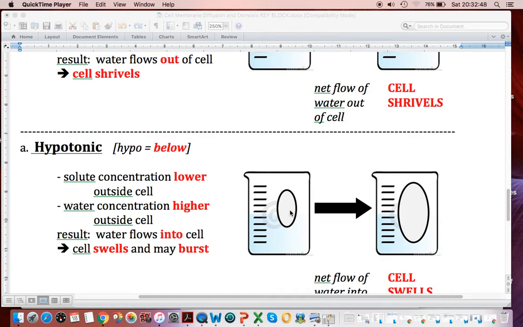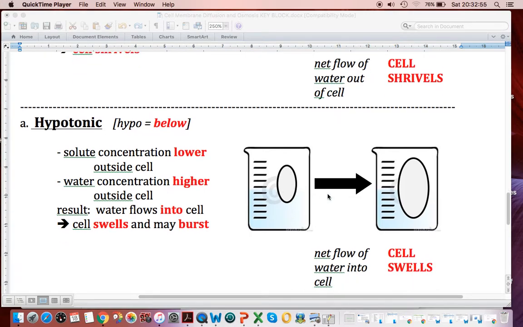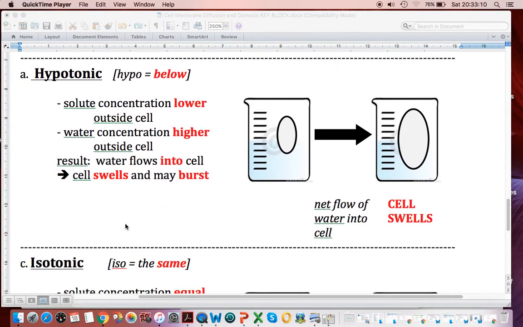And if it's an animal cell, it may burst. If it's a plant cell, it may try to burst, it may run into its cell wall. But this time when you do your diagram, make sure you draw a bigger cell on your diagram, and you're going to write down that the cell swells. And for some reason, that has an A there. That should be a B, but some year we'll fix that.